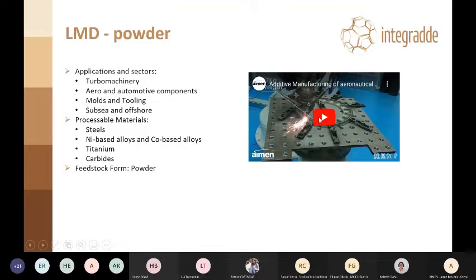And this scenario is applied for different industrial sectors like turbo machinery, aero and automotive components, molds and tooling, subsea and offshore. The amount of materials that you can process is quite large. Different steels, even some tool steels, nickel-based alloys and cobalt-based alloys, titanium alloys, and also carbides in a metal matrix.